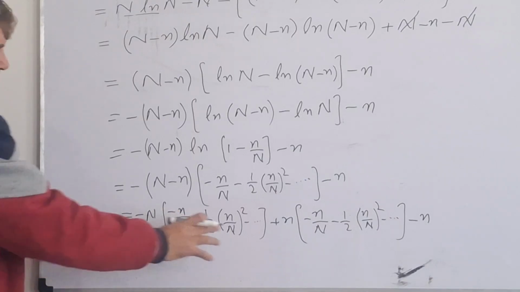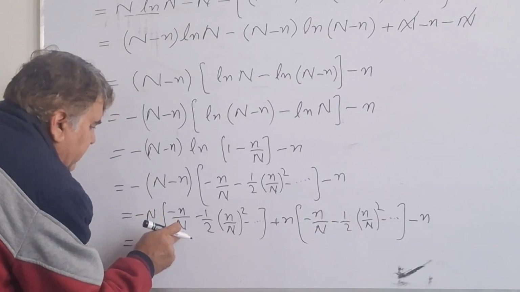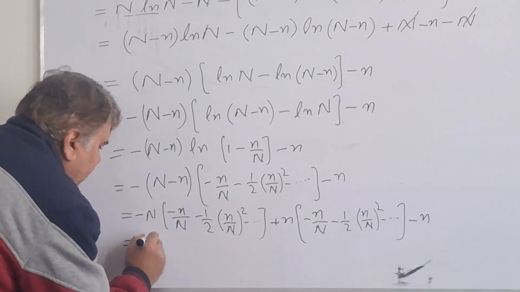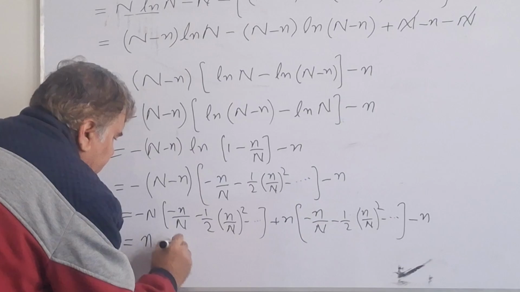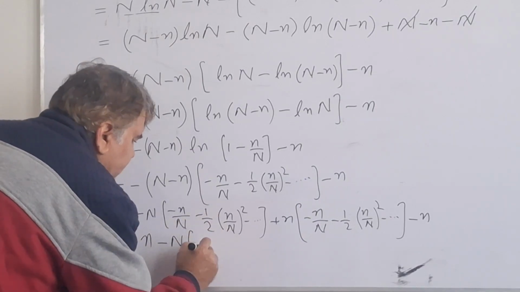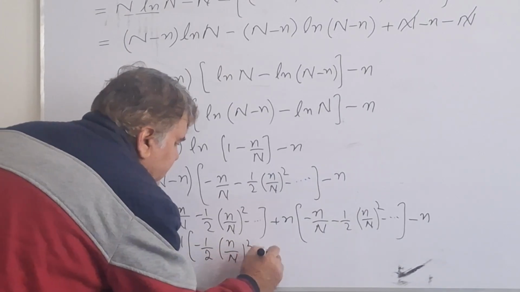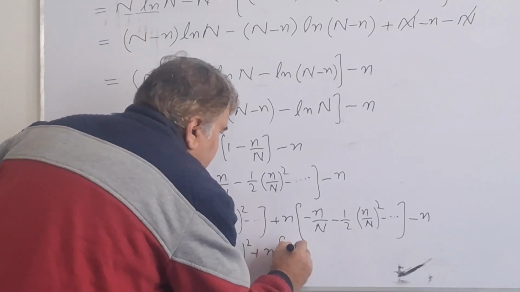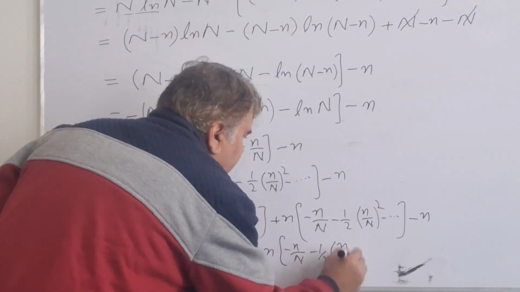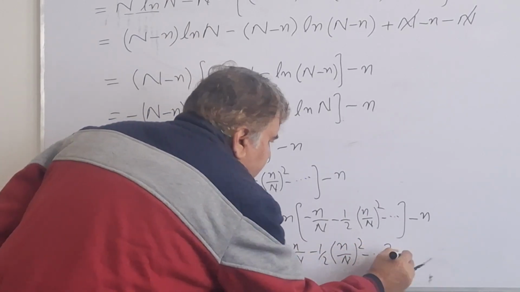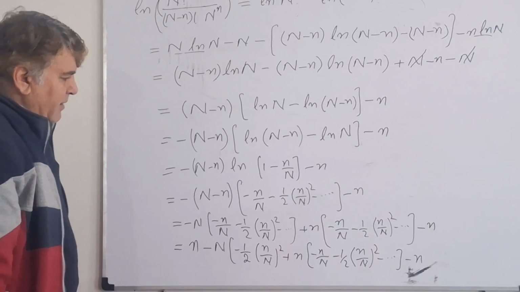Okay, I can extract the first term from this by multiplying, so this with this cancels, and minus with minus is plus, so I just extract the plus n, and then I write minus capital N, and the rest of the series I'm writing as it is: half into n divided by capital N whole square, plus n into minus n over capital N, minus half n divided by N squared, minus so on, and this minus n over here. Now see, we have a very good form of the expression.